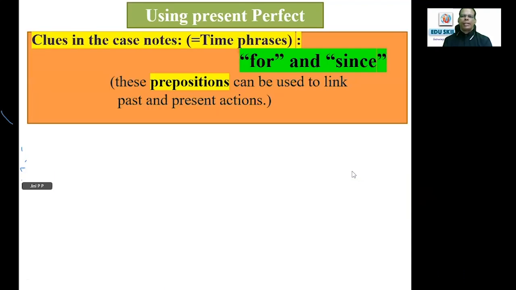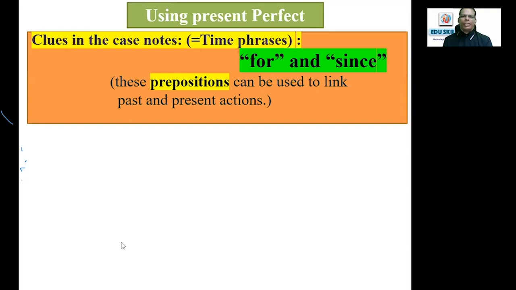And using present perfect: clues in the case notes. Time phrases. These are the time phrases you can use. You cannot use since yesterday, since 2 months back. But in the case notes, if you have time phrases like for and since, there you have to use present perfect. These prepositions can be used to link past and present actions. For and since are the prepositions used to link past and present. There are also concerns about prepositions, but prepositions in itself should be a session, so I haven't taken it in detail here. We'll be dealing with it later because it's going to be very, very long.